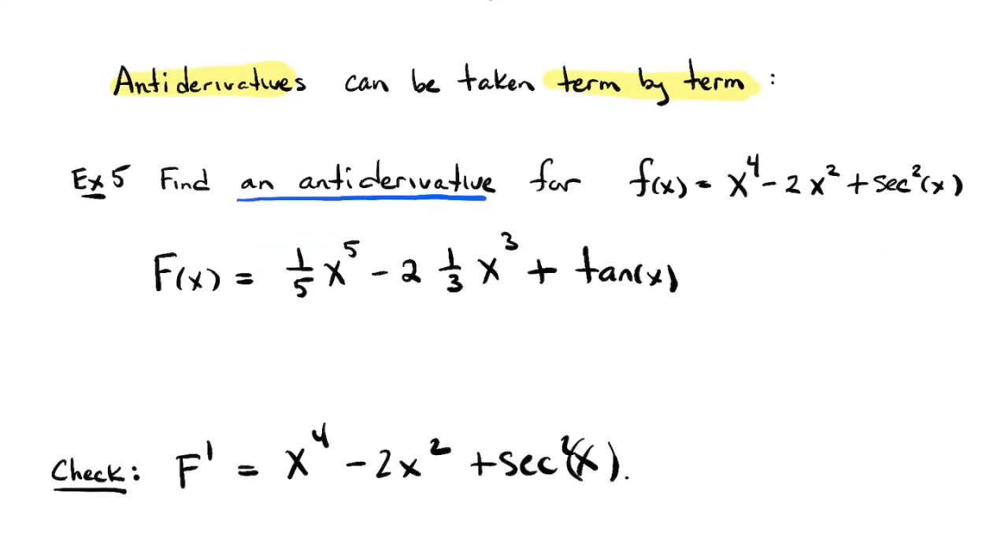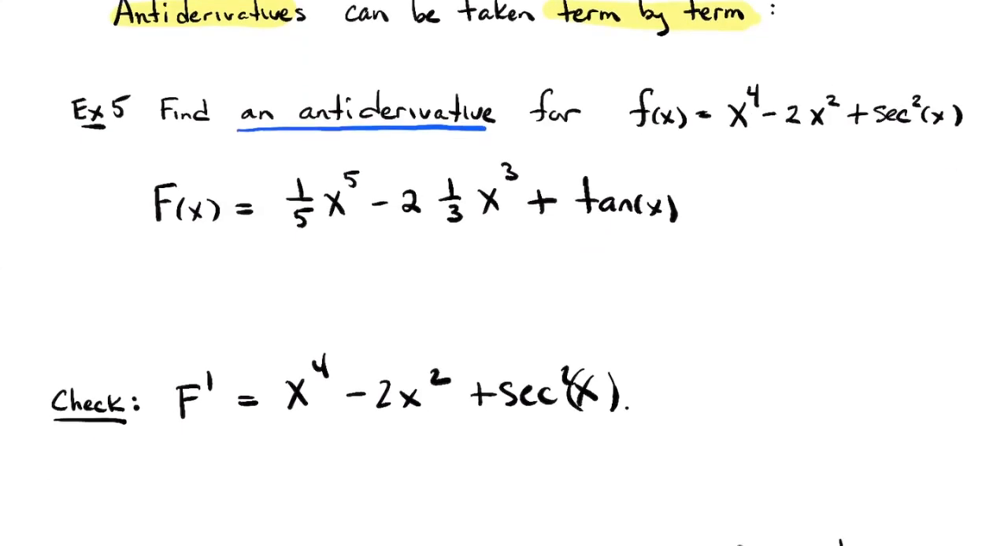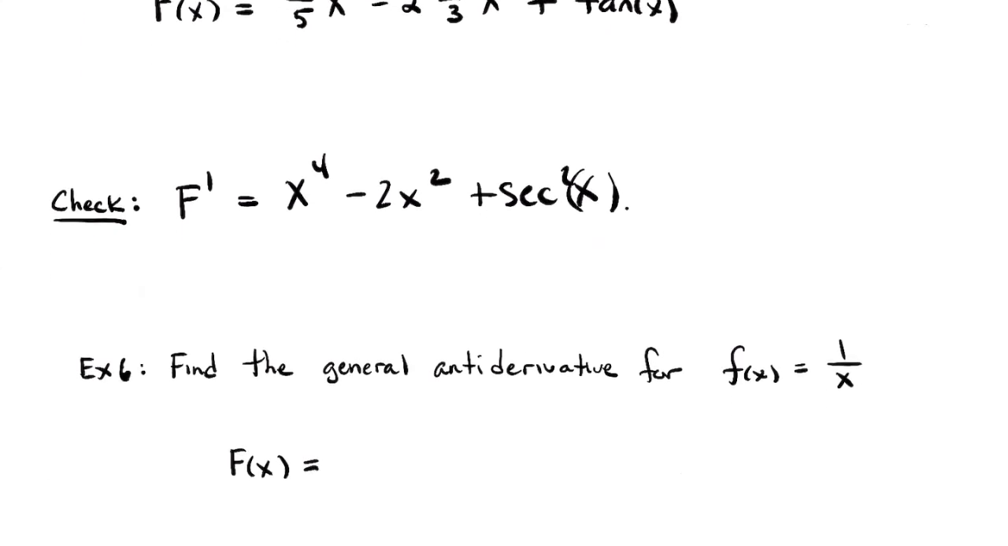All right, so just like derivatives, antiderivatives can be done term by term. And you've got this power rule. Anytime you know the derivative of something, you know the antiderivative of something else, right? Like because I knew the derivative of tangent, that means I know the antiderivative of secant squared. Cool. Let's try it again.